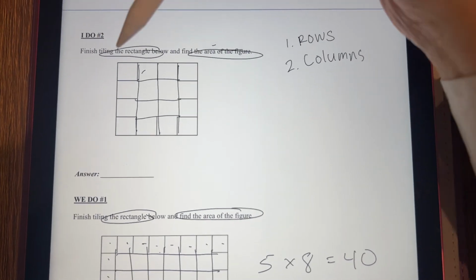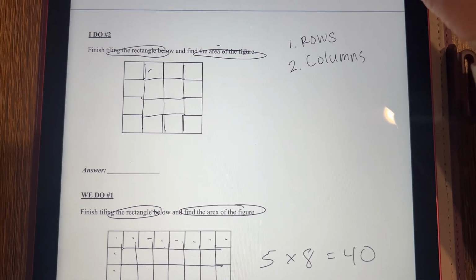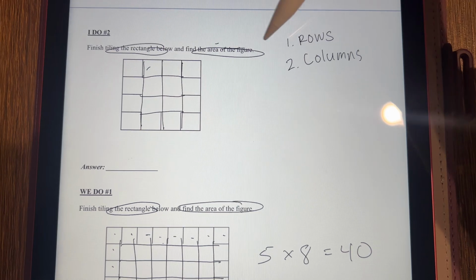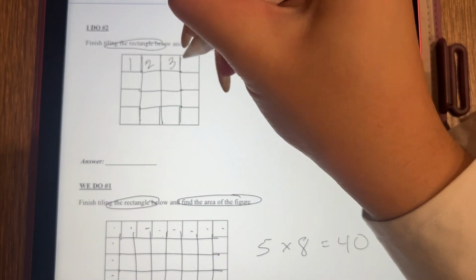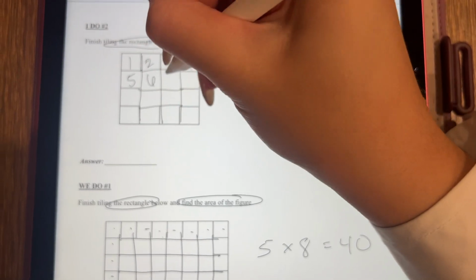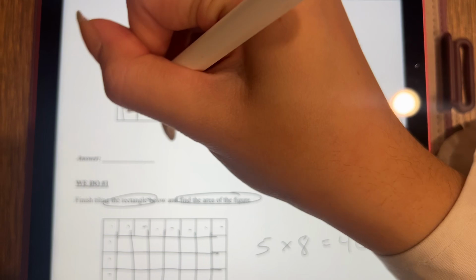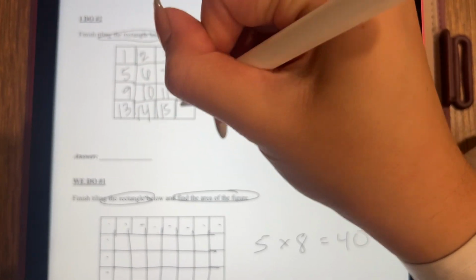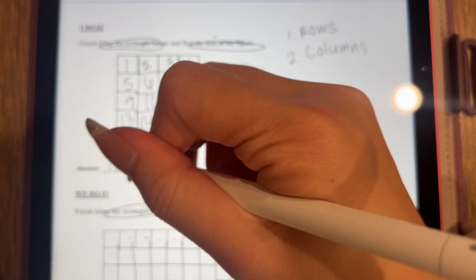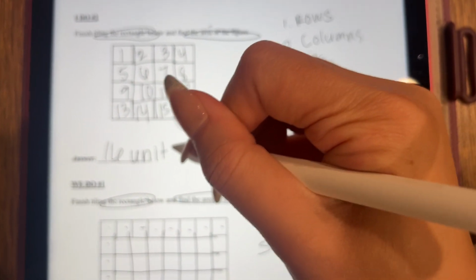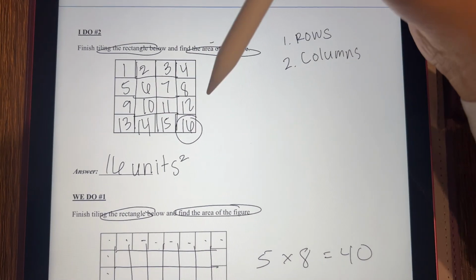So now that I've finished tiling the rectangle, the directions tell me to find the area of the figure. I know that I can find an area of a figure by counting and labeling all the unit squares. Okay, and then now that I found my answer, I will circle it and I will write my answer as 16 units squared. Now, this is my first strategy.